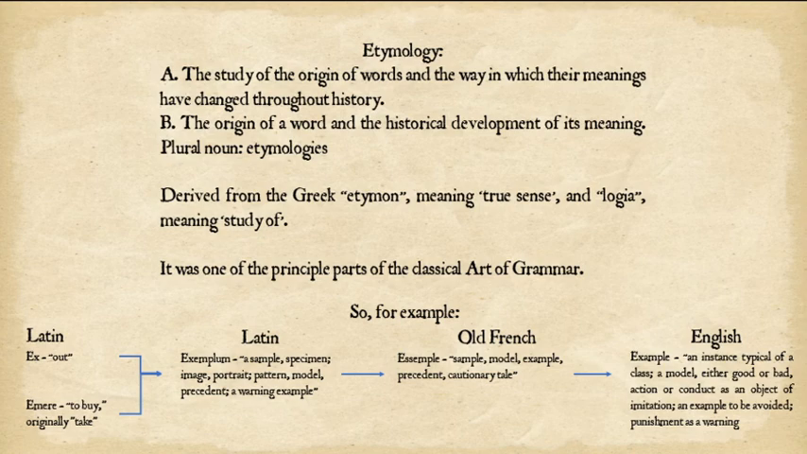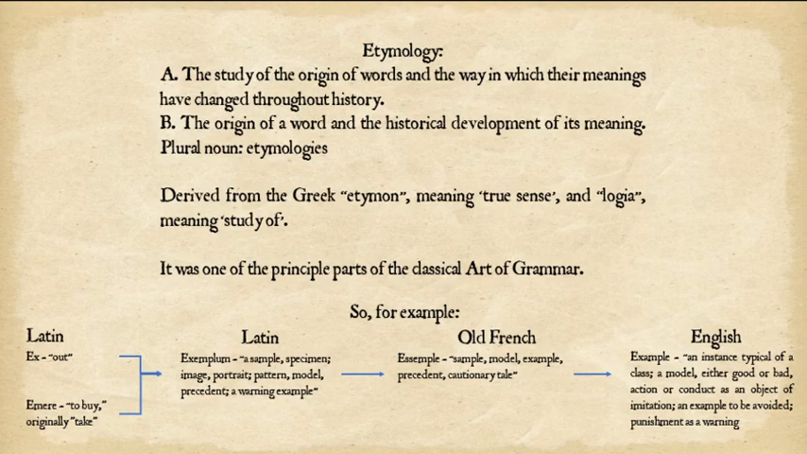We have two Latin words, ex meaning out or out of, and emere meaning to buy, but originally meaning to take. These two got combined in Latin, and we get a new word, exemplum, meaning a sample, specimen, image, portrait, pattern, model, precedent, or warning example.